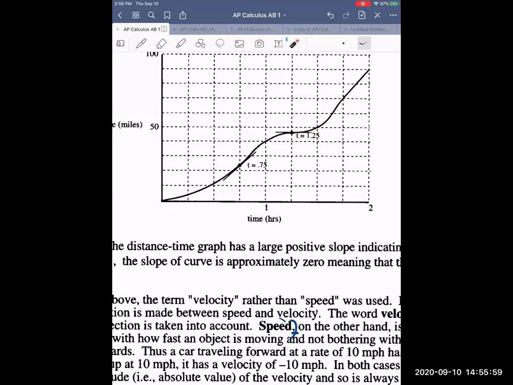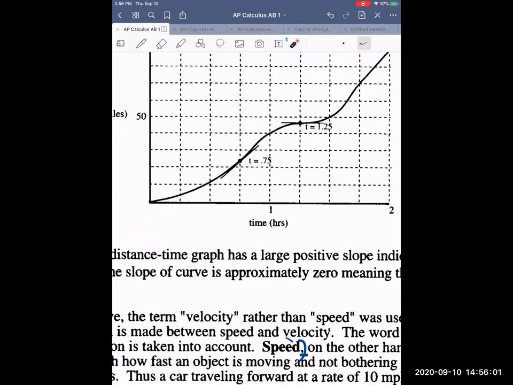The other thing is wherever the tangent line that you draw is the steepest, then that's going to represent when the object is going the fastest, okay? So this positive steep slope in this little area here means the object's going the fastest. So if I were to say in the first hour, in this interval here, the object's going the fastest when t is equal to 3/4 of an hour.